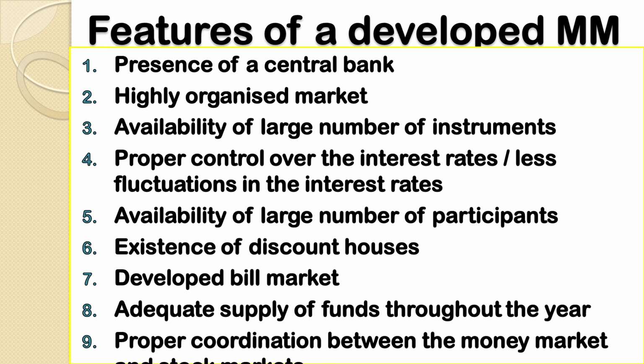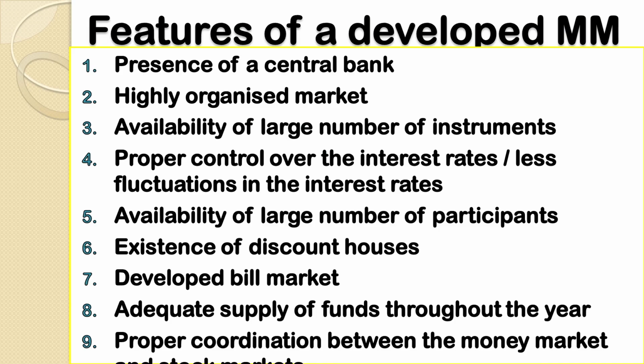Now the third important feature, which is essentially required to be regarded as a developed money market, is availability of a large number of instruments. That means in that particular market, the number of instruments must be very large. Large number of financial instruments, financial assets or financial securities must be traded in that market. If the number of securities traded over those markets is less, then that market can't be regarded as a developed market. The number of instruments must be very, very large.